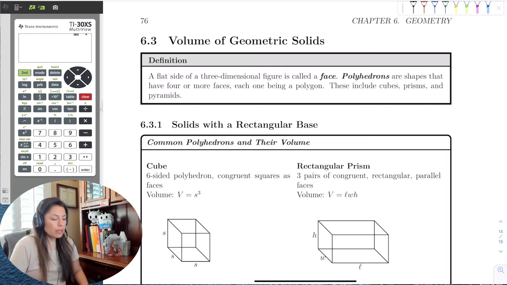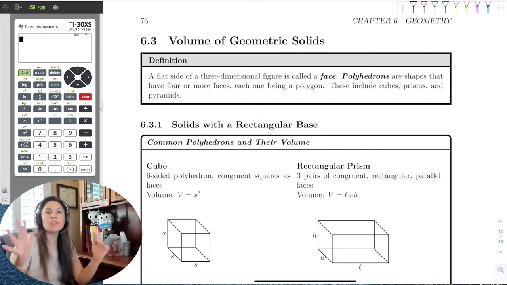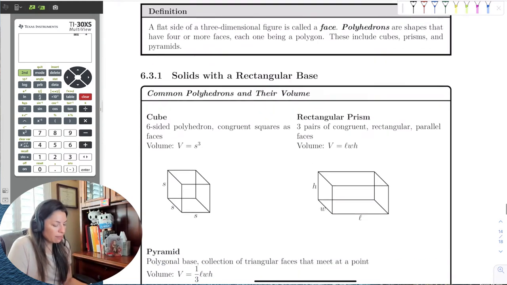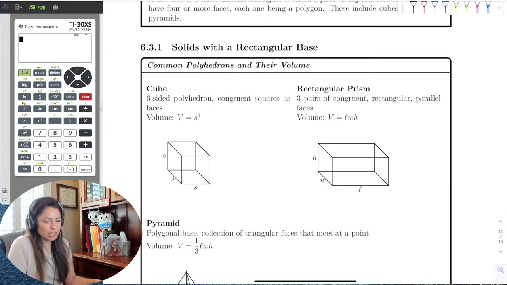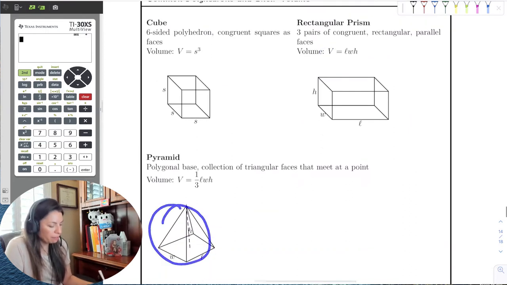So, we're going to use polyhedrons, which are just faces connected, still with interior angles and with edges, but now three-dimensional, that we call faces, enclosed, connected. We're only going to do a few. So, the first one is always the rectangular base that we love so much. And what I mean by that is the cube and the rectangular prism, and also the pyramid.